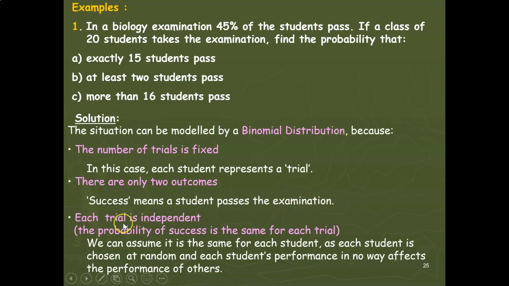And the third one, each trial is independent, which means that the probability of success is the same for each trial. We can assume it is the same for each student as each student is chosen at random and each student's performance in no way affects the performance of others.